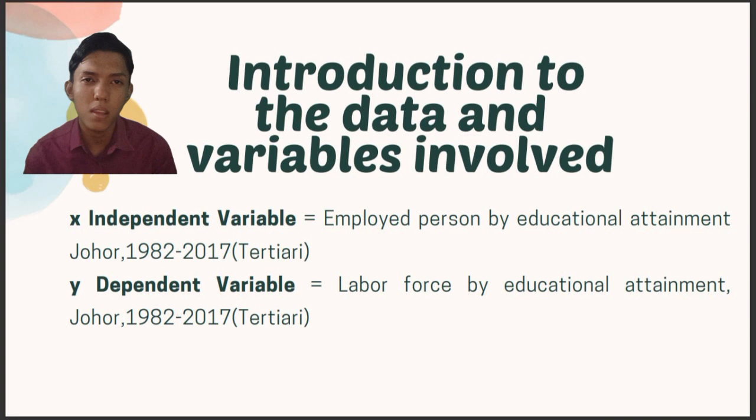First, the introduction to data and variable involved. The data is from Malaysia. X is the independent variable, which is the employed person by educational attainment in Johor in 1982 to 2017, in tertiary. Y is the dependent variable, the labor force by educational attainment in Johor in 1982 to 2017, also in tertiary.